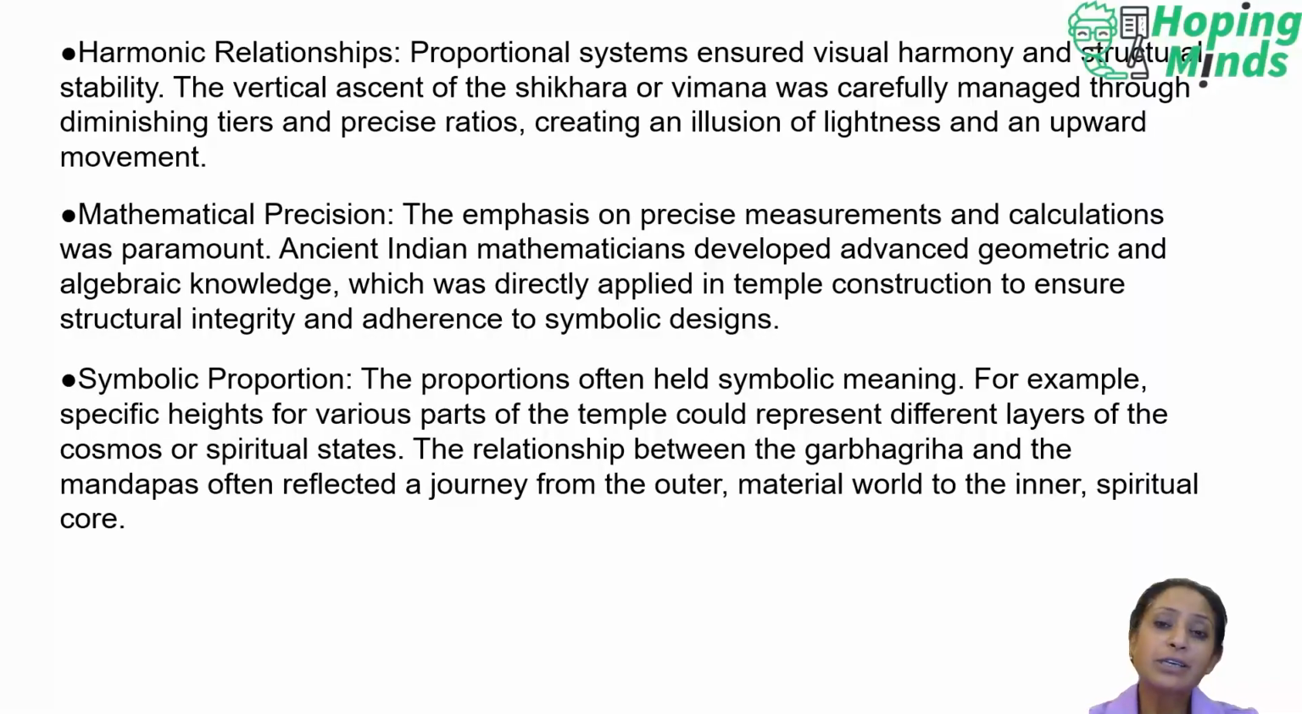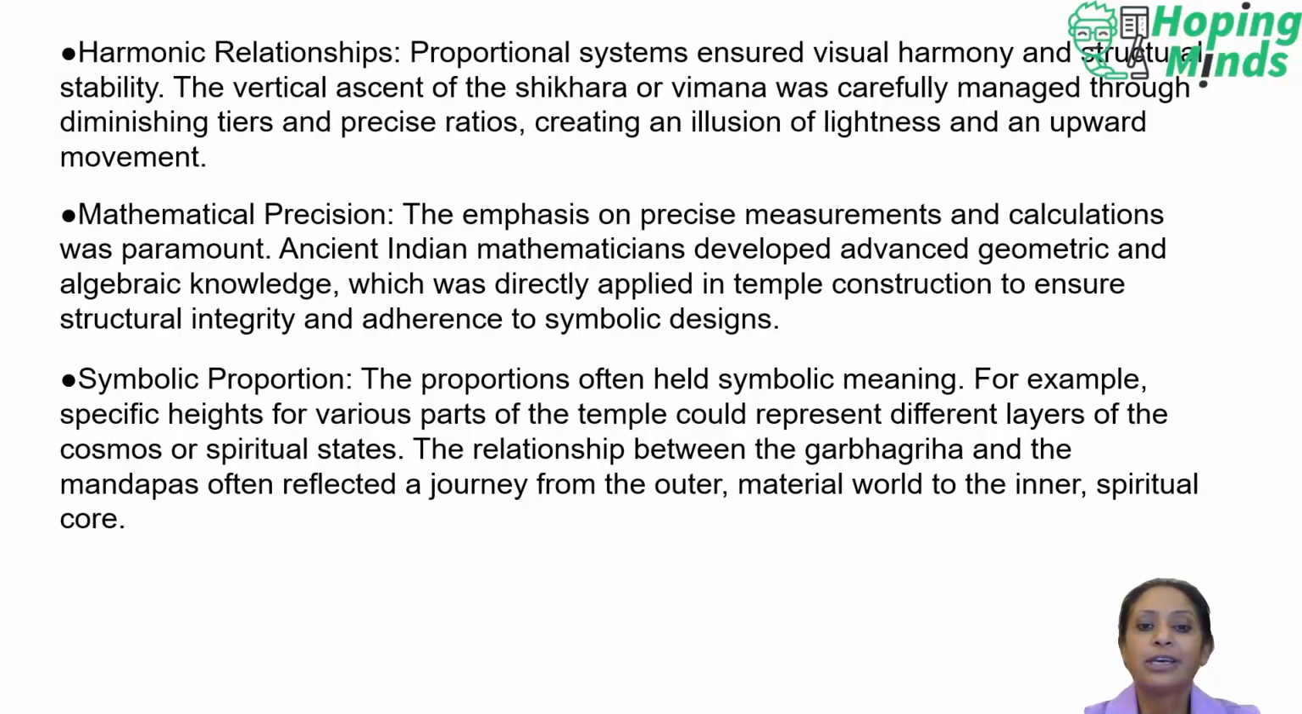Now, anything which is built correctly is pleasing to the eyes. The vertical ascent of the shikhara or vimana was carefully managed through diminishing tiers and precise ratios, creating an illusion of lightness and an upward movement. Mathematical precision. The emphasis on precise measurements and calculations was paramount. Ancient Indian mathematicians developed advanced geometric and algebraic knowledge, which was directly applied in temple construction to ensure structural integrity and adherence to symbolic designs.